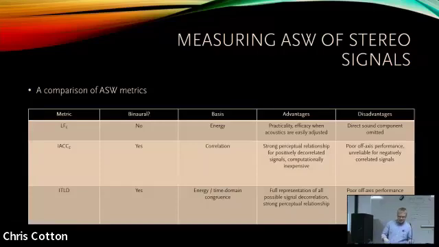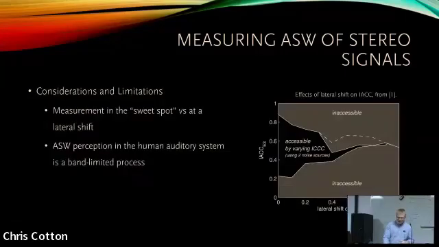And then finally, ITLD. So yes, it's a binaural quantity. Its basis is a mix of energy and time domain congruence. It has a full representation of all possible signal decorrelation, and we showed in our last paper for ITLD that it actually has a very strong perceptual relationship for pink noise sources. It does also unfortunately have poor off-axis performance. And speaking of off-axis performance, so you'll all know that when we listen to stereo content, there is a sweet spot in our stereo loudspeaker setup where we get the full benefit of a stereo system.